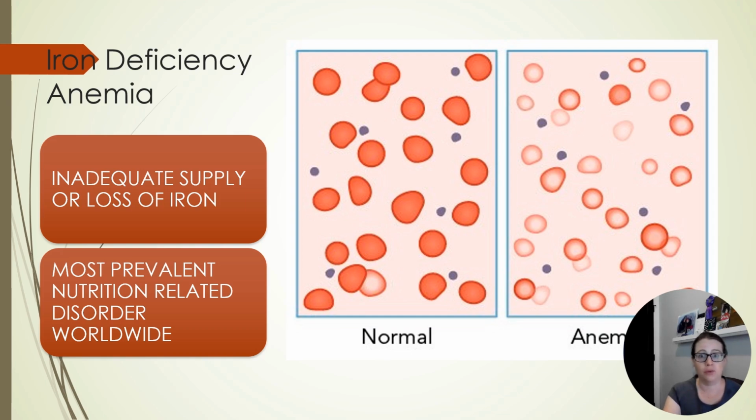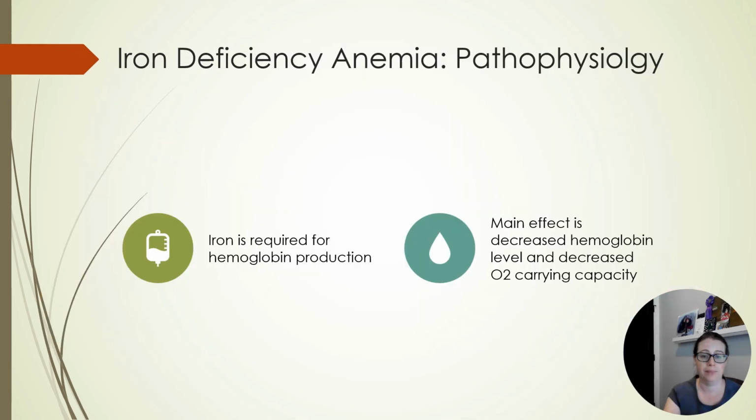So now we have iron-fortified formula. We have iron-fortified baby cereals that are recommended around 5 to 6 months. For breastfed babies, we do recommend iron supplementation. Adolescents also have an increased risk due to their rapid growth and poor eating habits. The patho here is pretty simple. Iron is required for hemoglobin production, and hemoglobin is what carries oxygen to your tissues.